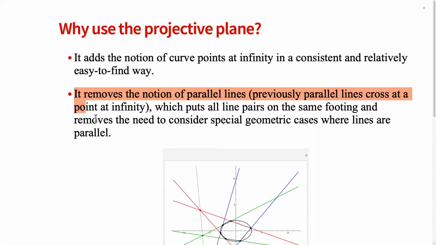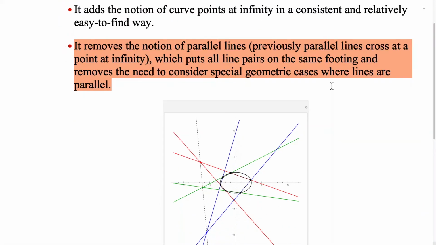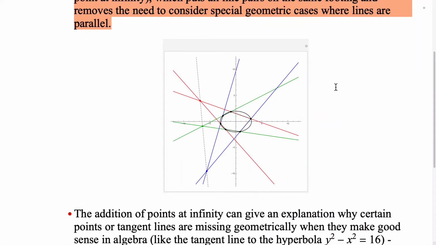Another nice feature is that it removes the notion of parallel lines, because previously parallel lines cross out at infinity, and that puts all line pairs on the same basic footing, and it removes the need to consider special cases in some geometry problems where lines could be parallel. A really good example of that is Pascal's mystic hexagon theorem. This is a picture of what the theorem might look like here.